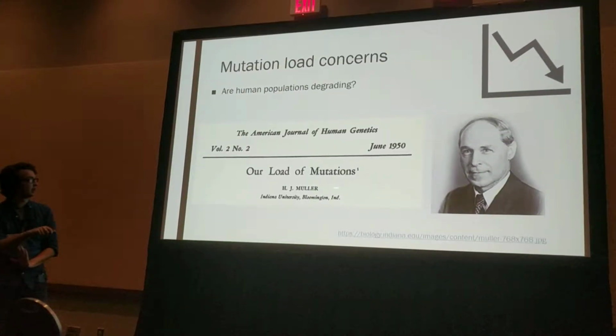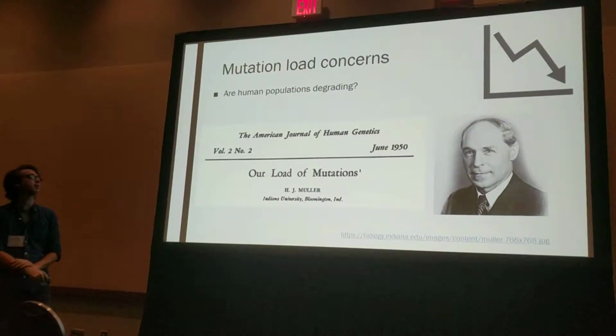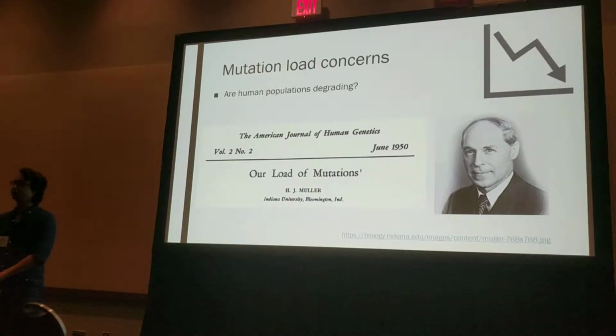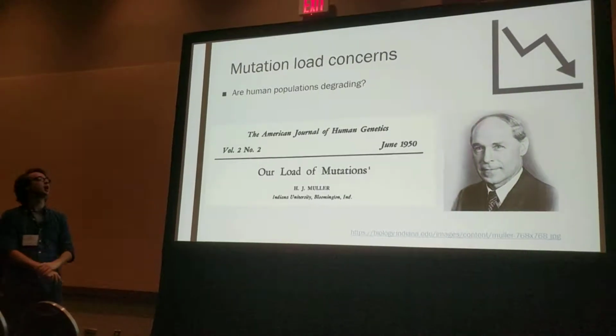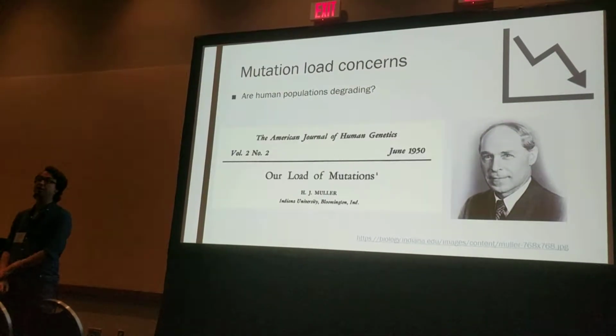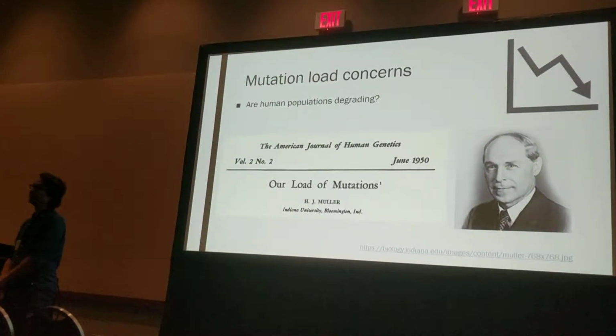People have been worried that human populations might be accumulating mutation load. In 1950, Hermann Muller wrote about our load of mutations, in which he first started to describe this problem of pileups of mutations. He was very concerned that this might be happening in human populations and that we would have to do something about it.